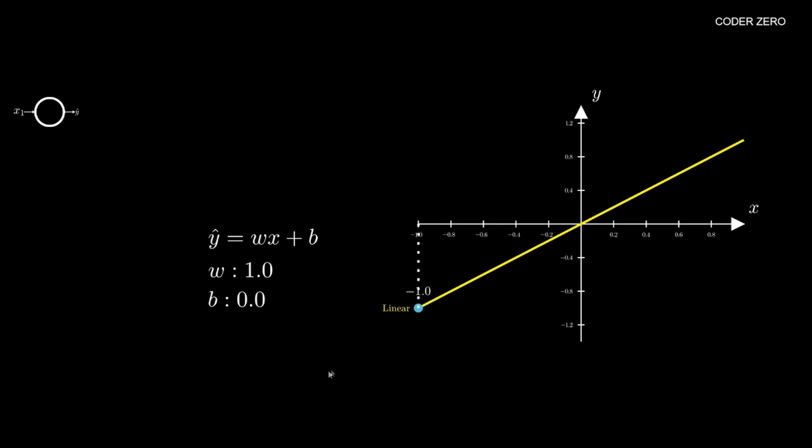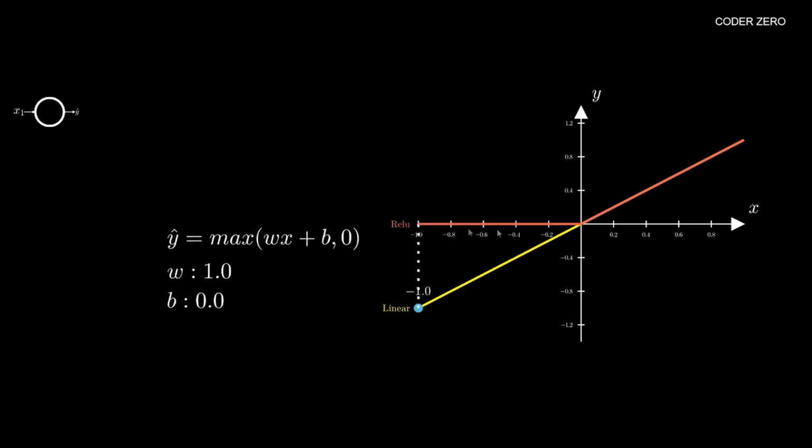Now when we use ReLU, the equation looks like this. You can see when x is less than 0, we have 0 as output from ReLU, but we have x as output from the linear equation, and when x is greater than 0, we have the same output from both the equations.